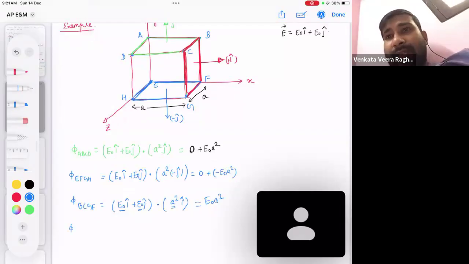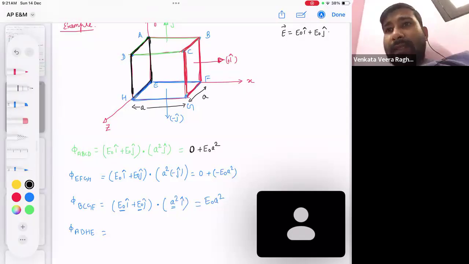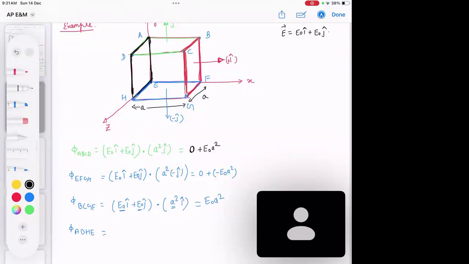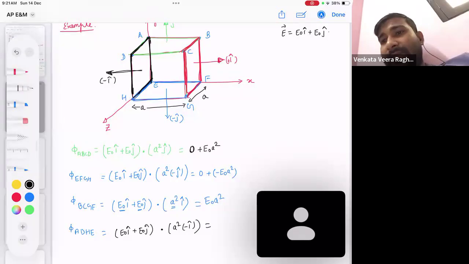Now if you calculate for ADHE, how much will it come? What is the area vector? I am again going to represent it. Is this the area vector? It is normal to the surface and outward, minus I cap. So just write it: E naught I cap plus E naught J cap into A square into minus I cap. So what do we have here? We have minus E naught A square.